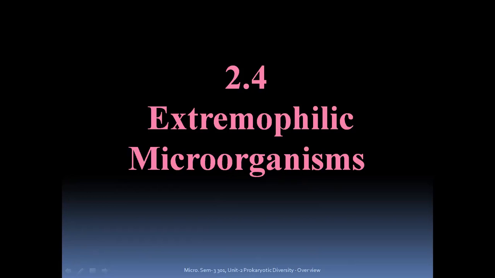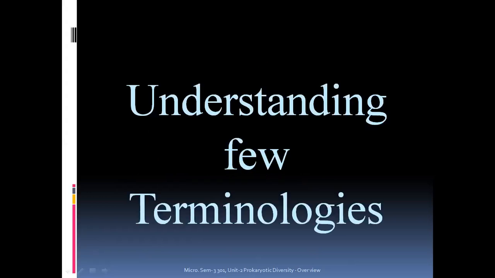So in this particular unit of prokaryotic diversity, we will be studying about Archaea and Eubacteria, gram-negative bacteria, gram-positive bacteria, and extremophilic microorganisms. Now, let us understand a few of the key terminologies so you will become more aware about the words which are used in the syllabus. Later on, we will be discussing each of them in detail in further lectures.